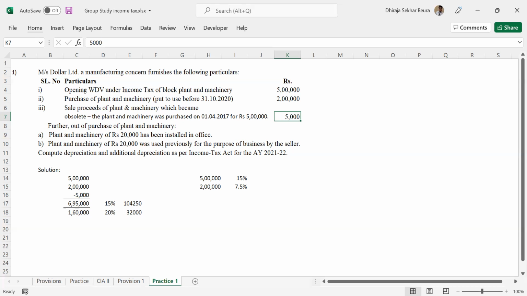Now, the basic thing that you can already understand is the relevance of the first basic 3 points. One is your opening WDB was 5 lakhs. There has been a purchase, so you have to add it, 2 lakhs. Then there has been a sale, so you have to deduct it, 5,000. So that should come to 6,95,000 should be your balance. Does everybody agree? Any questions on that? No, Dheeraj. Okay. Awesome.